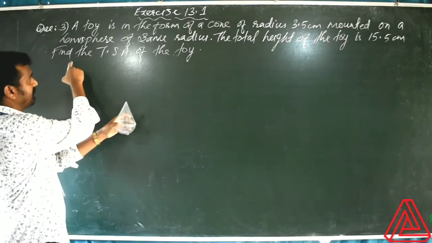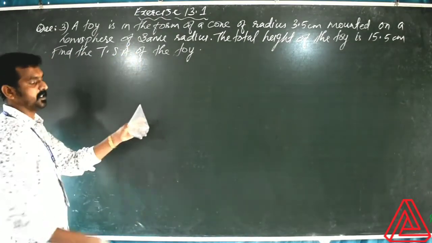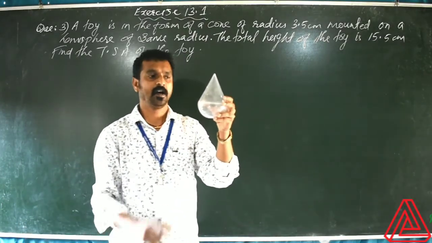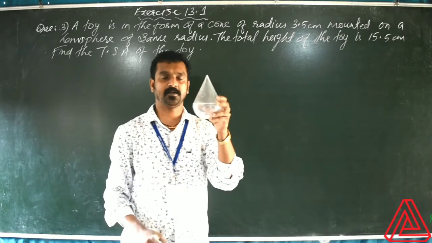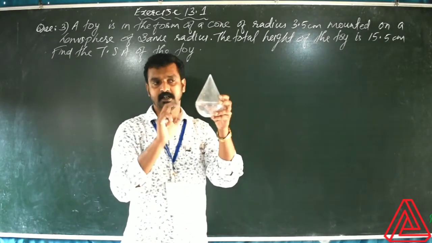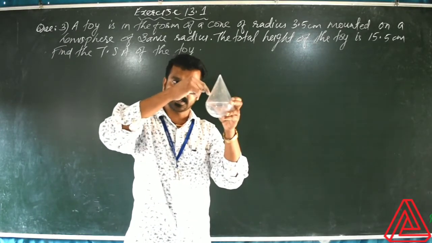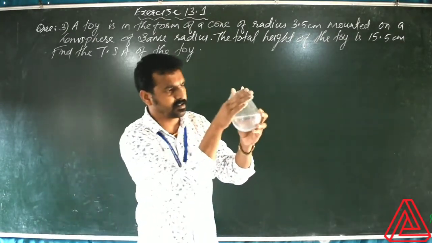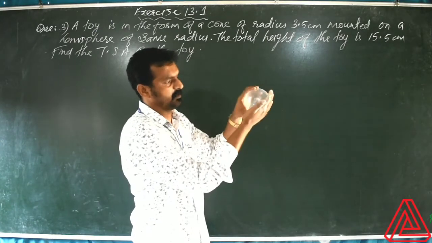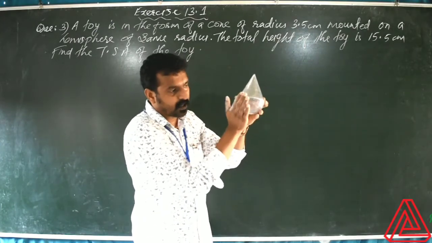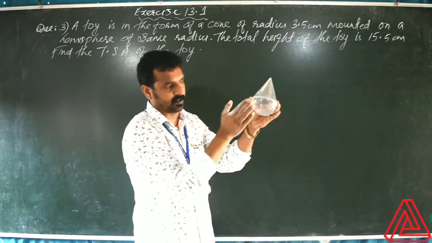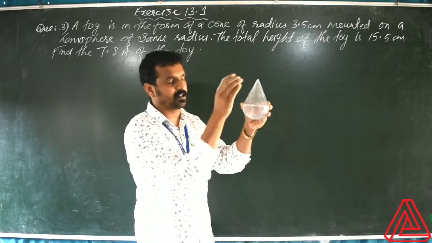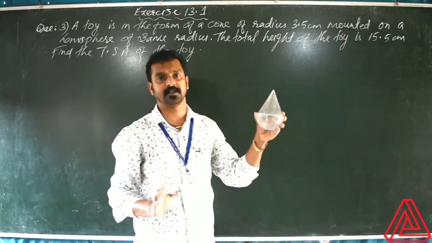Then what is the question? Find the total surface area of the toy. How can we find out the total surface area of this toy? Total surface area of the toy is equal to curved surface area of the cone, that is this surface area, plus curved surface area of the hemisphere, this one. So adding both, we will get the total surface area of this toy.